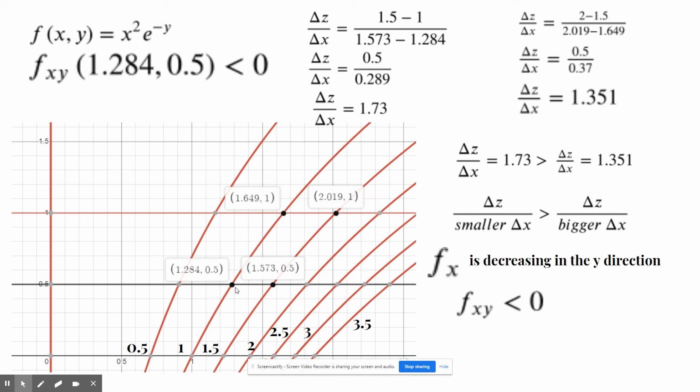And again, that's because the change in my function values is constant. It's always going to be a half. So if I have a larger distance in between my contour lines, my numbers are going to be getting smaller, or my fx values are going to be decreasing. So therefore, fxy is going to be negative.